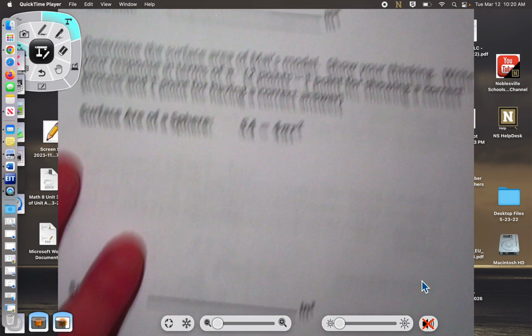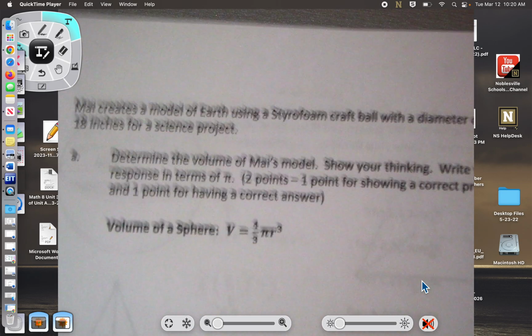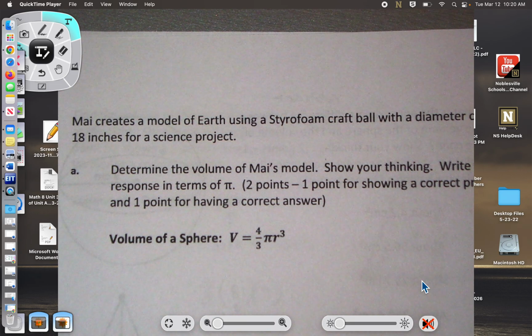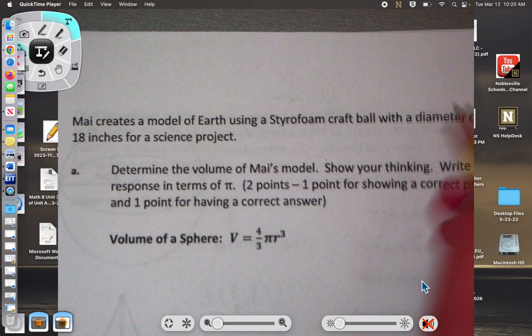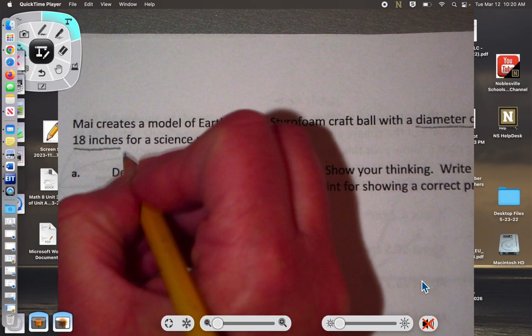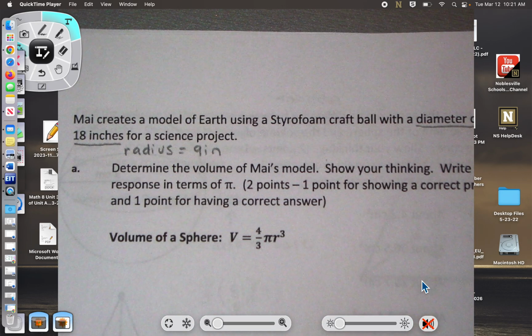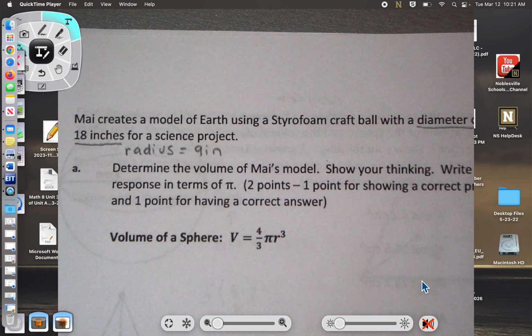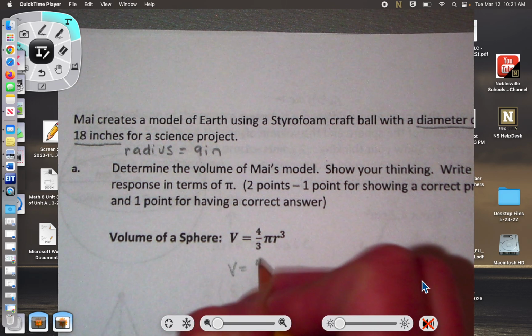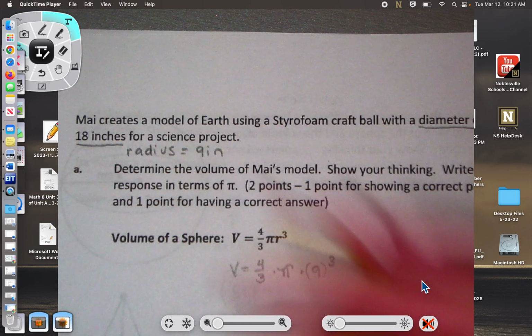All right, last question. We have a model of Earth made with a styrofoam craft ball with a diameter of 18 inches. There's that word diameter again. If my diameter is 18, my radius is going to be 9 inches. Remember, we use radius for all of our formulas. So we're going to find the volume of that styrofoam Earth. So again, we're putting the numbers in. Volume equals 4/3 times pi times 9 cubed.